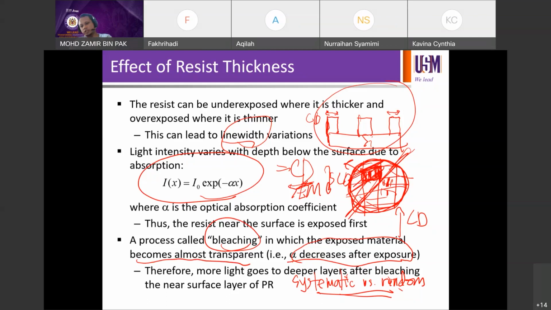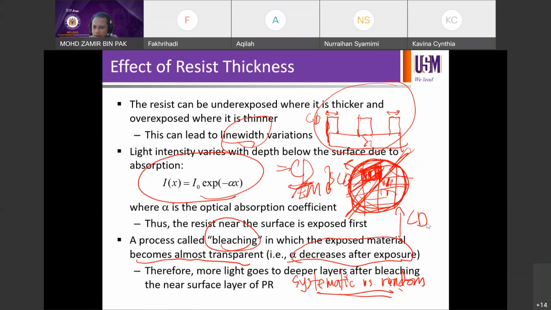Becomes almost transparent. Anyone? Let's recall your previous knowledge and then couple with the mechanism that we learned in lithography relating to the resist. Anyone? Go on. If the resist becomes almost transparent, that means, okay, siapa-siapa ni? Haziq. Okay, Haziq cakap, what is this? No reaction. Okay, he said no reaction.